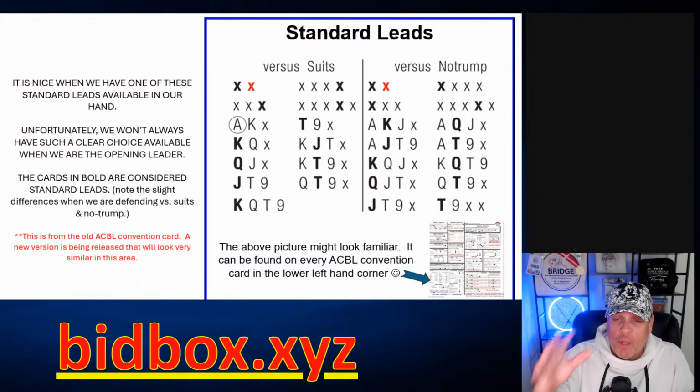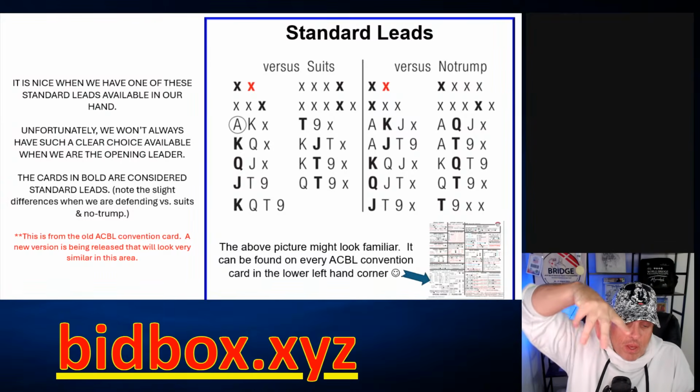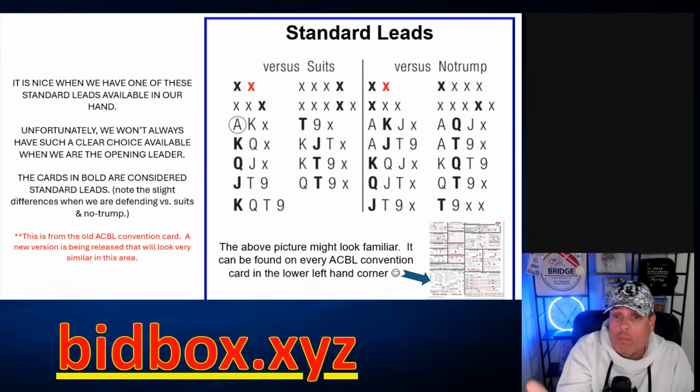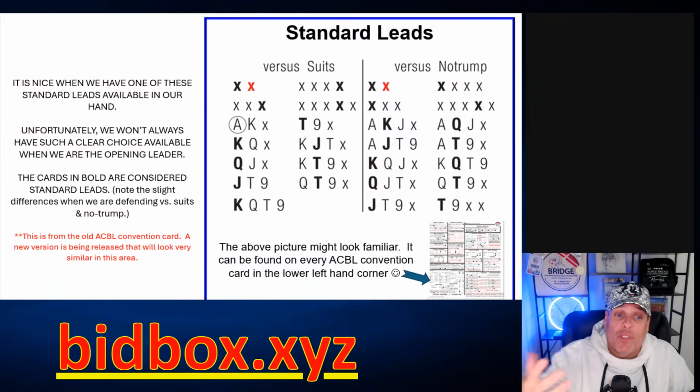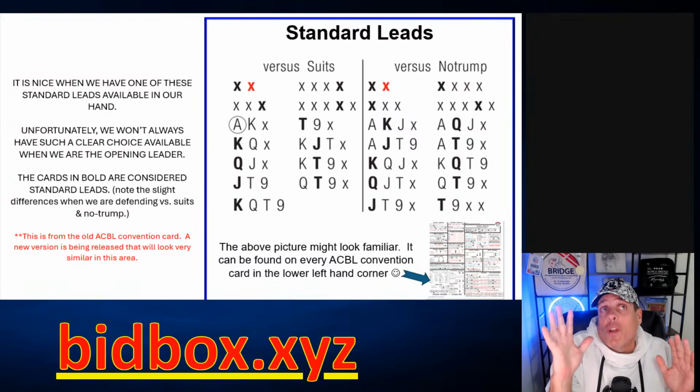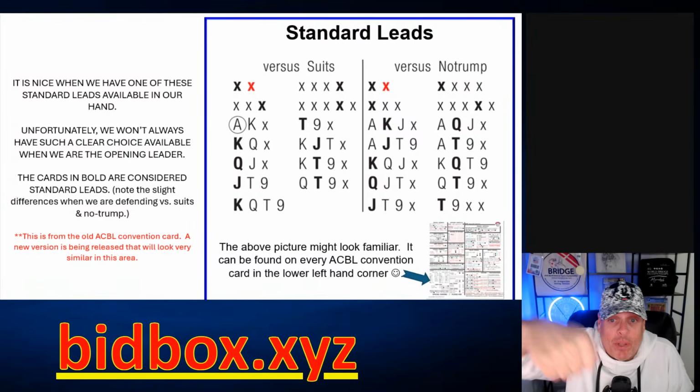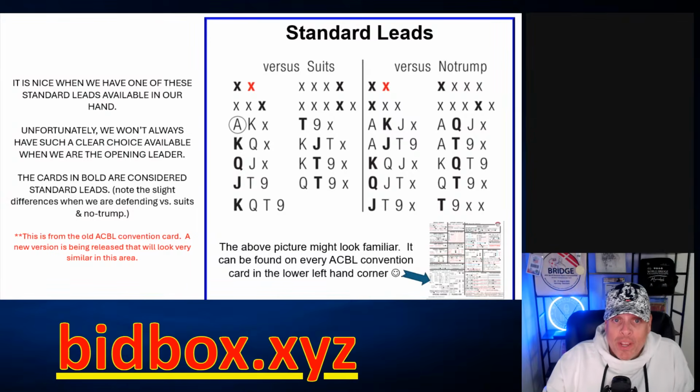The Polish people, the entire Polish contingent in the World Championships, they agree to play low from doubletons. It's kind of their standard agreement. The rest of the world pretty much agrees to play high from a doubleton. So if you agree to play low from a doubleton, you are doing something so weird that you have to alert your opponents to this and bring a card with you to say, hey, we do something weird, we lead low from doubletons.